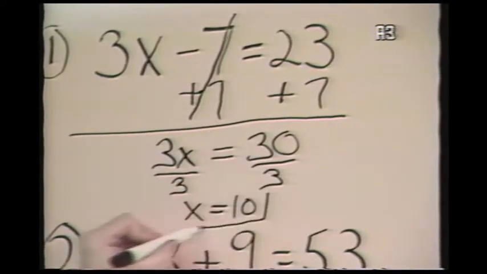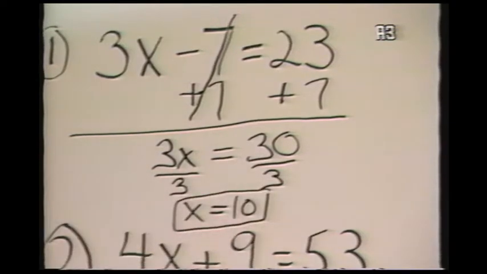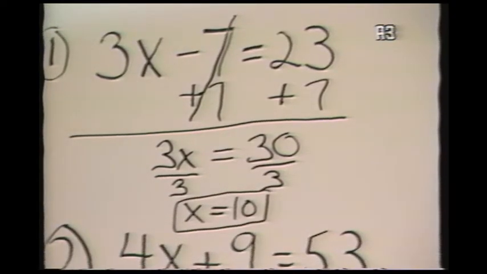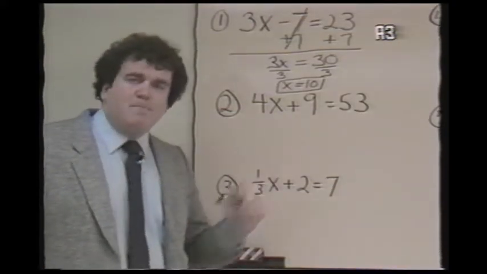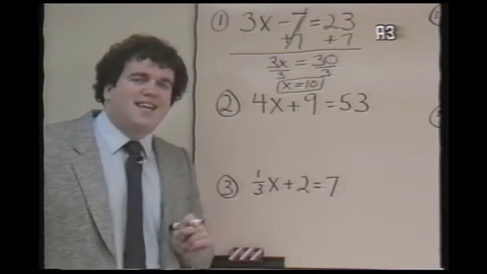So there we have it. I added 7 to each side and divided each side by 3. X equals 10. I get my x's on one side and my numbers on the other side. That's the key to success.